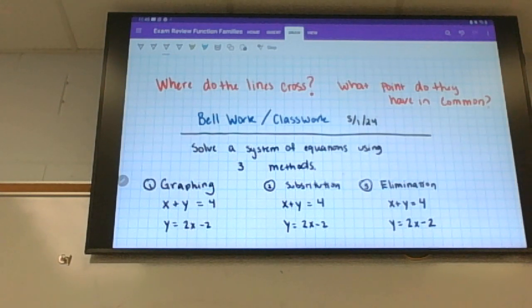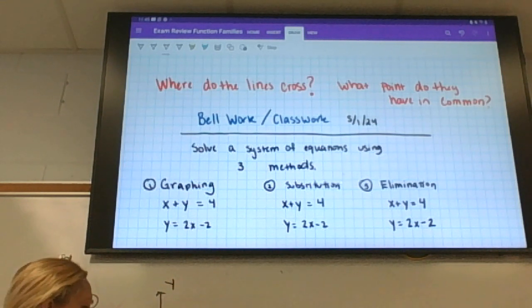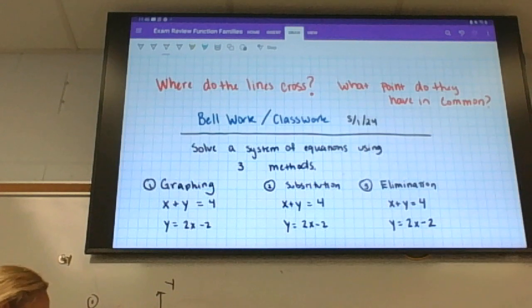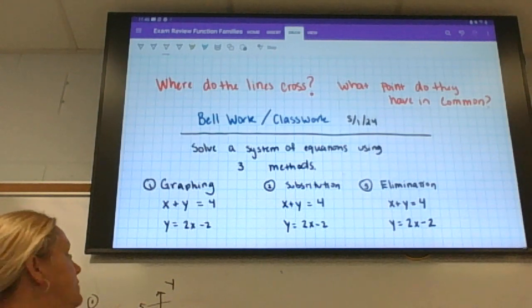Alright, so we have to graph these two equations for number one, and we want to graph them on the same coordinate plane. I know you're working in a notebook, that's okay. I'm just going to do the best I can to make a nice straight coordinate plane. So how can we graph this first line, x plus y equals 4?